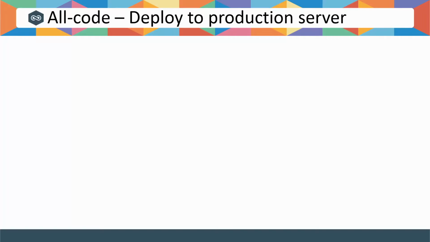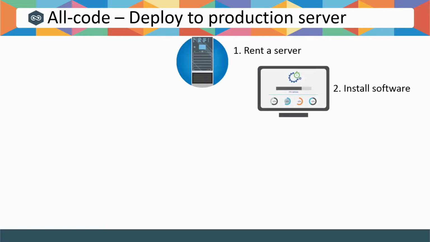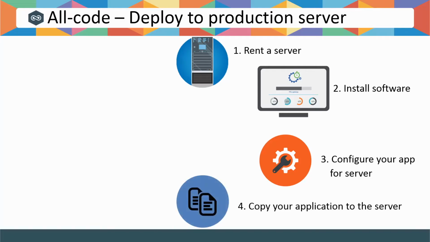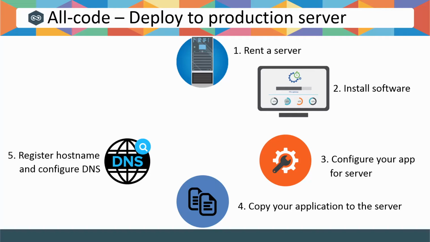But you're still not there. The application is still not online. So you have to deploy your application to a production server. So you need to rent a server. You need to install the software on that server. You need to configure your app for that server, and then copy your application that you've just built on your local machine to that rented server. And then you can register your hostname and configure your DNS. And after that, you're pretty much ready to get your application live.